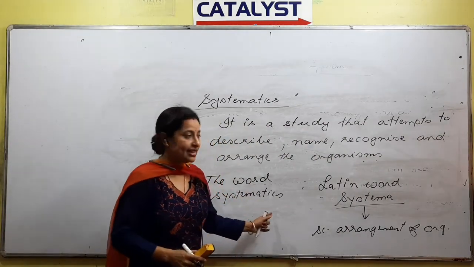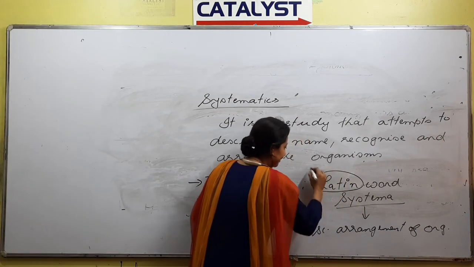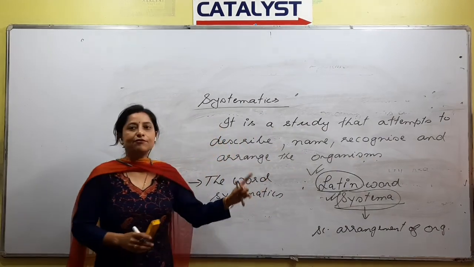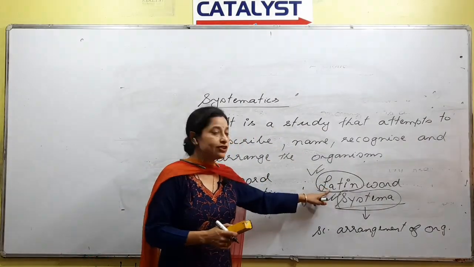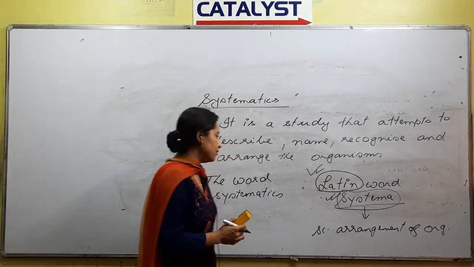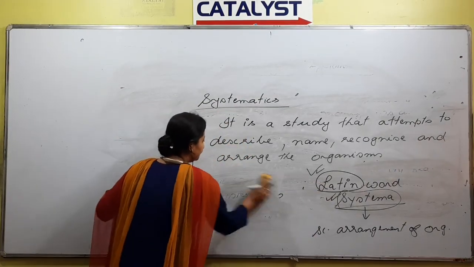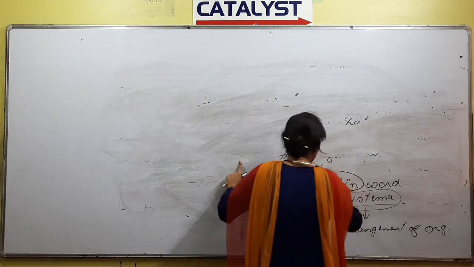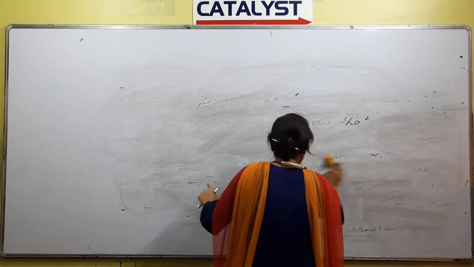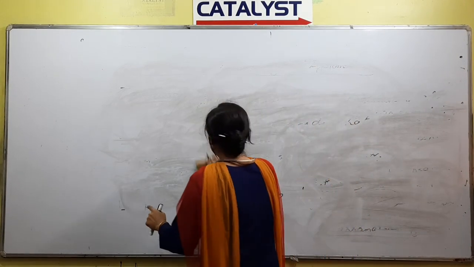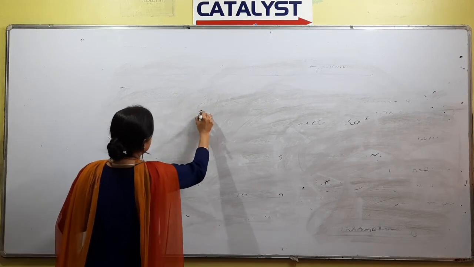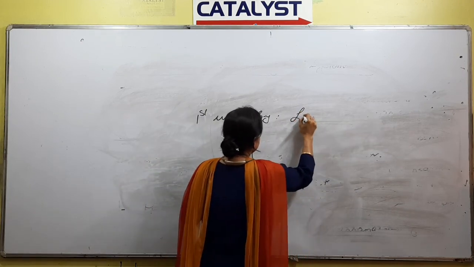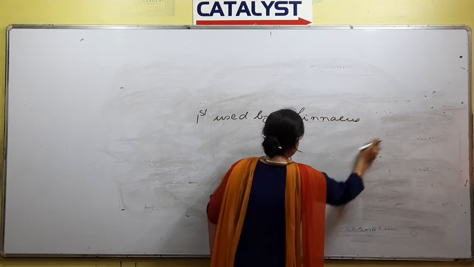So this is often asked in questions, so you need to remember the word Latin, right? And you need to remember the word systema. So, the word systematics has come from the word systema, which is from Latin. So we will remember these two things. And the word was first used by Linnaeus, right?